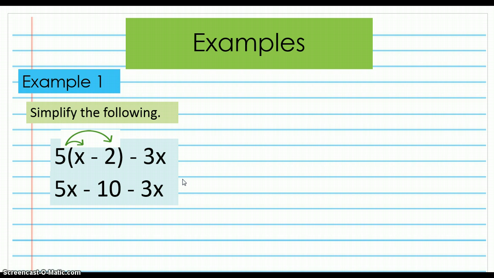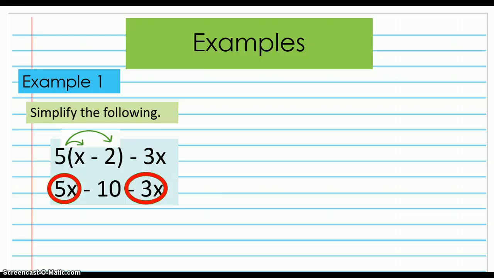Now I must identify my like terms. Remember, like terms must contain the same variable and it must be raised to the same power. In this case, we have two like terms, 5x and minus 3x, so we're going to go ahead and circle those. I only have one number, minus 10, and I don't have any other number, therefore I leave it alone.